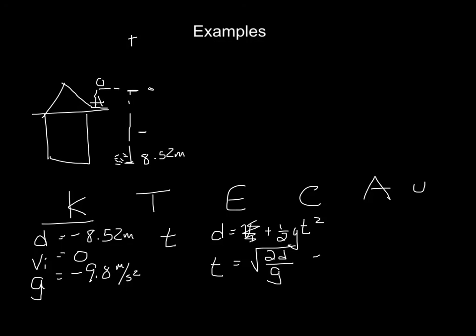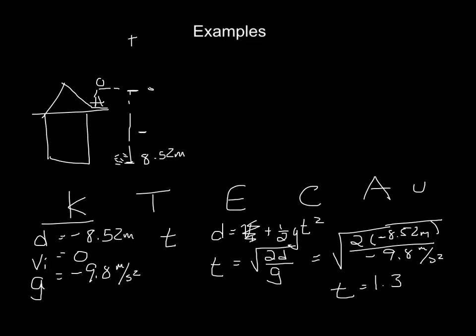So what will our calculation look like? Square root of 2 multiplied by negative 8.52 meters divided by negative 9.8 meters per second squared. All we have to do is solve it now. And we come up with the answer that time is equal to 1.32 seconds.